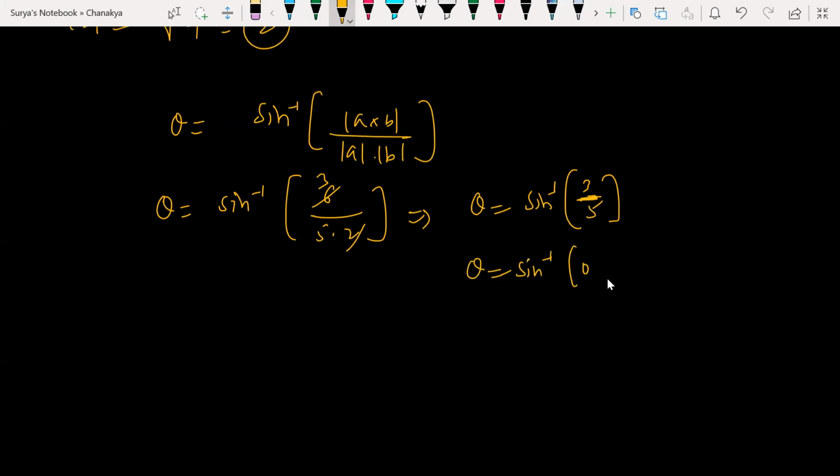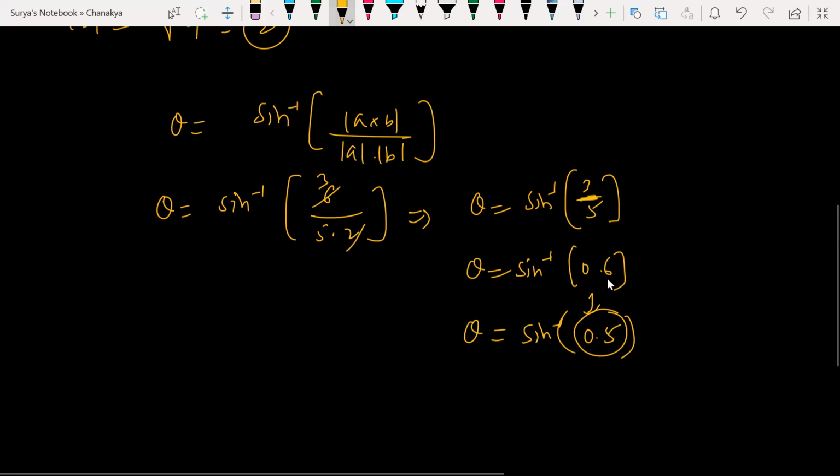Sine inverse of 0.6. If I take it as 0.5 approximately, beta, the nearest value, then theta is equal to sine inverse of 0.5. What is the answer now? Theta is equal to what? 30 degrees. It should be 30 plus.